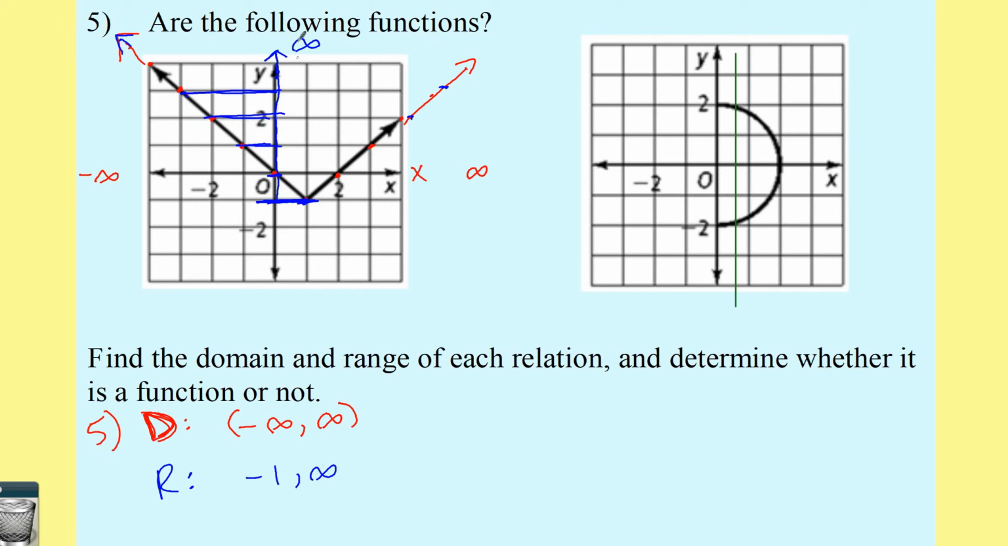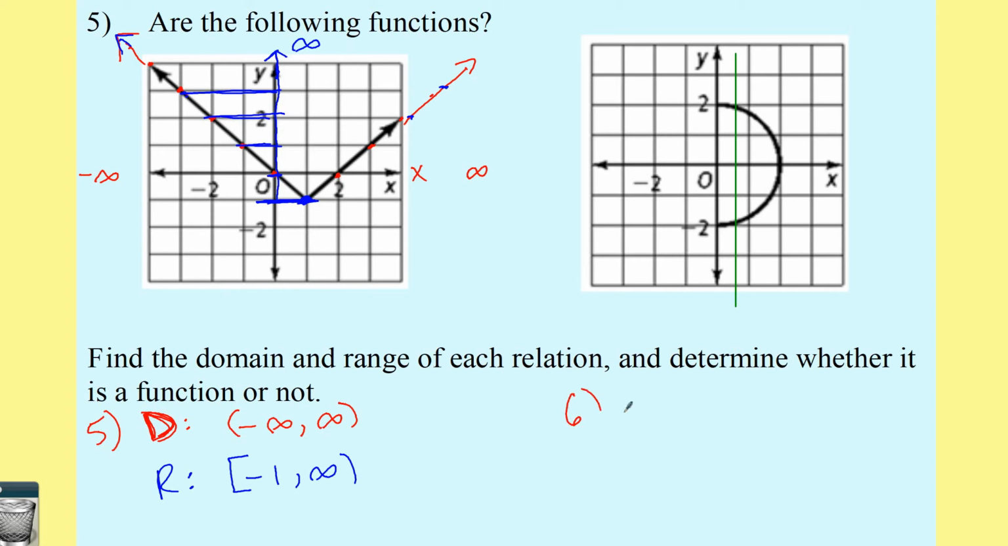Now remember, you can't touch infinity, so you put parentheses. However, we can touch -1. There is an actual point at -1, so I'm going to use a bracket. Bracket means stop, I hit it, that's where I'm at. Parentheses means I'm not touching it. Okay? All right, so number 6. Sorry, I'm trying to keep track of what I'm doing.